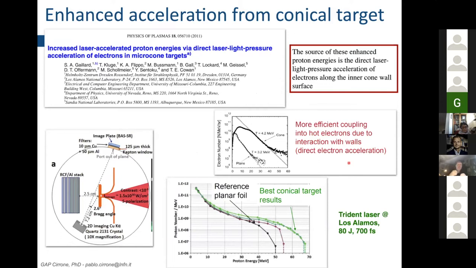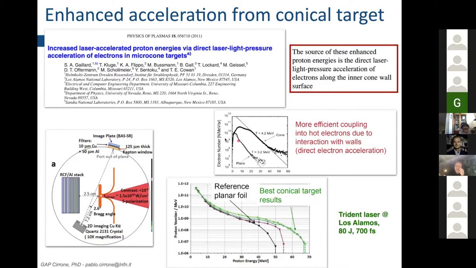You can invent or use different targets. You can invent a target made in a different shape, for example. In this case, there is a conical shape. Let's say the laser comes, in this case, from the left, and we have this conical shape target in which the electronic current starts to generate, increasing the energy of the electrons that are heated. And basically the source of this proton energy is the direct laser pressure that is occurring in this region.